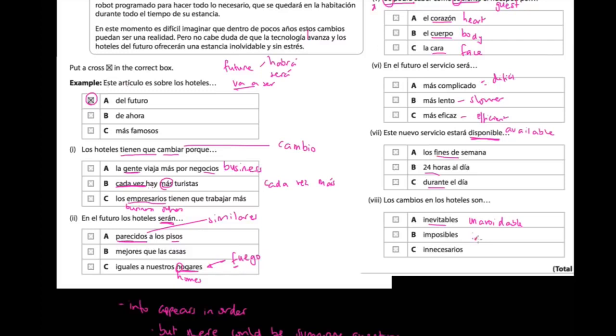And then los cambios en los hoteles son, the changes in hotels are inevitables, unavoidable, imposibles, impossible, o innecesarios, unnecessary. Now, again, this question, if you understand the question, you can probably pretty much answer it.